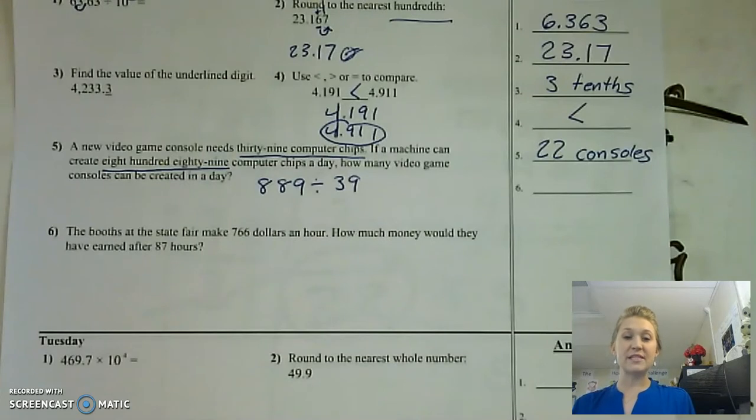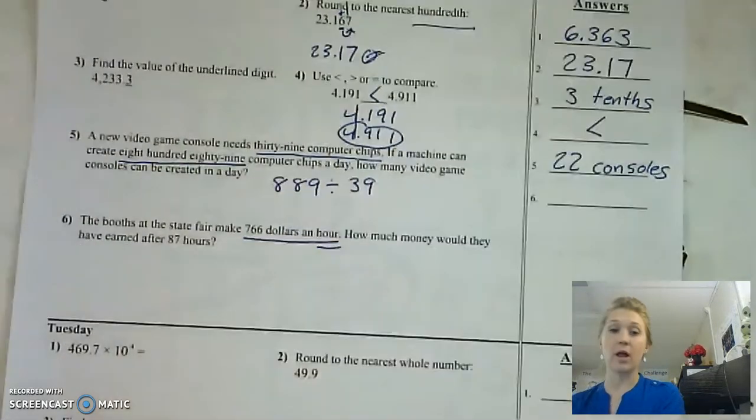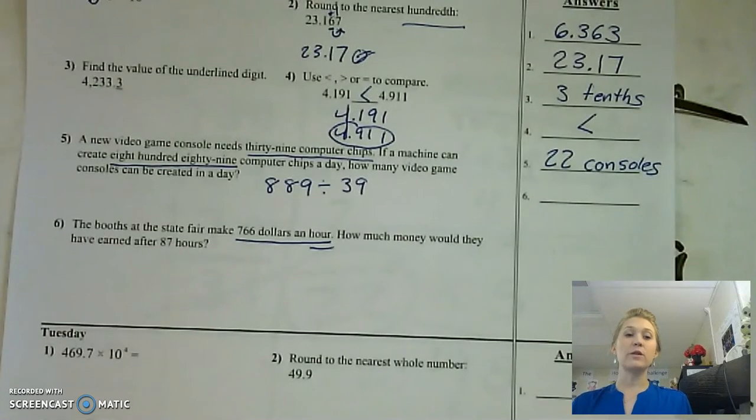The booths at the state fair make $766 an hour. That's important. I should probably underline that. I'm going to double underline an hour. How much money would they have earned after 87 hours?